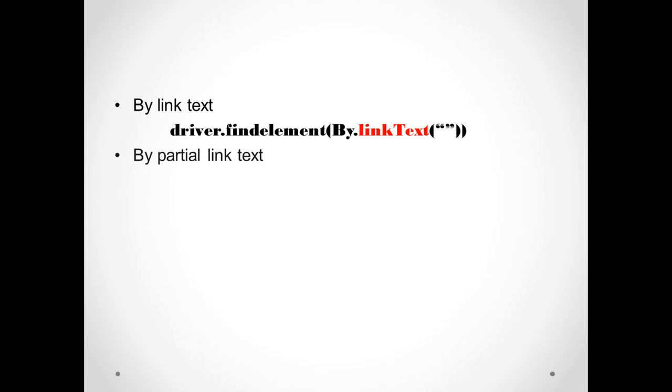Link text: suppose we have a submit button. Driver dot find element by link text. If we give submit here, it will find that button. Partial link text means driver dot find element by partial link text. Here we can give sub instead of submit. Link text means the full text we have to give; partial link text means only partial text we have to give.